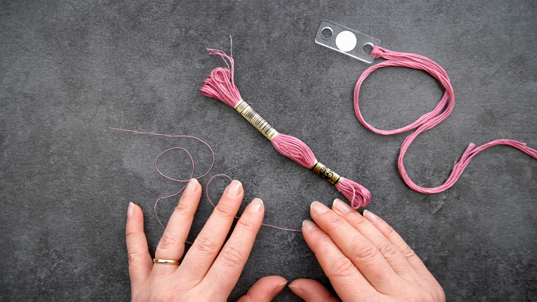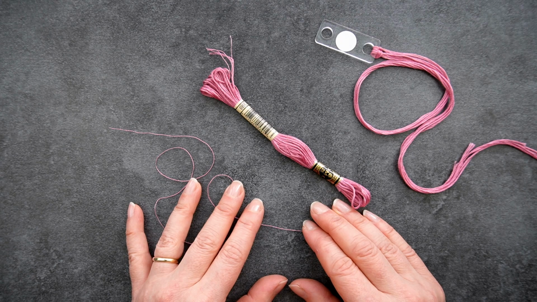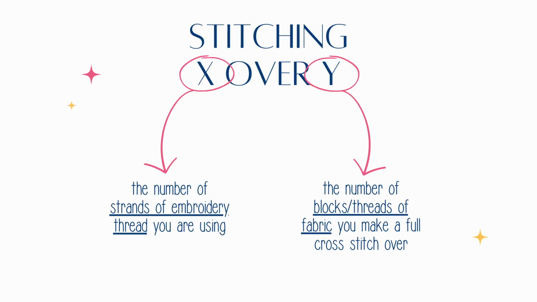Now, another bit of terminology that you might come across when talking about number of strands to use is how many blocks or threads of fabric you're stitching over. So you might hear someone say, oh, I'm stitching with 1/2. This is basically if you're stitching X over Y, then X is the number of thread strands that you're using, and Y is the number of fabric blocks or threads that you're stitching over.